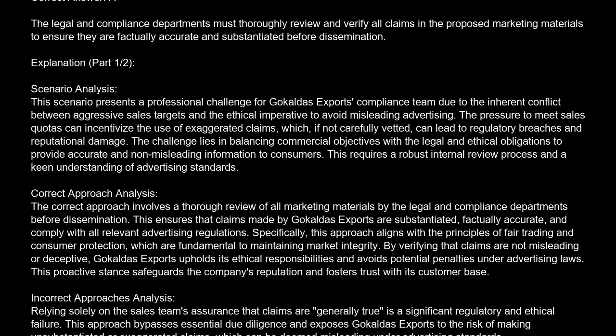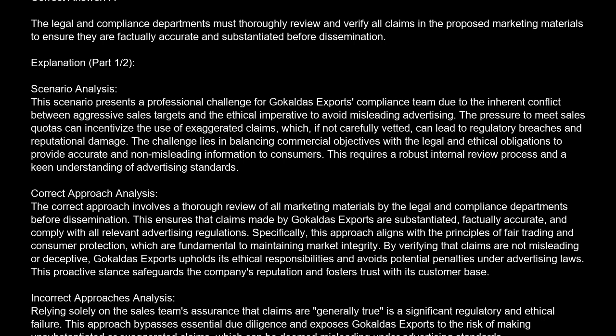Correct approach analysis. The correct approach involves a thorough review of all marketing materials by the legal and compliance departments before dissemination. This ensures that claims made by Gokaldas Exports are substantiated, factually accurate, and comply with all relevant advertising regulations. Specifically, this approach aligns with the principles of fair trading and consumer protection, which are fundamental to maintaining market integrity. By verifying that claims are not misleading or deceptive, Gokaldas Exports upholds its ethical responsibilities and avoids potential penalties under advertising laws. This proactive stance safeguards the company's reputation and fosters trust with its customer base.